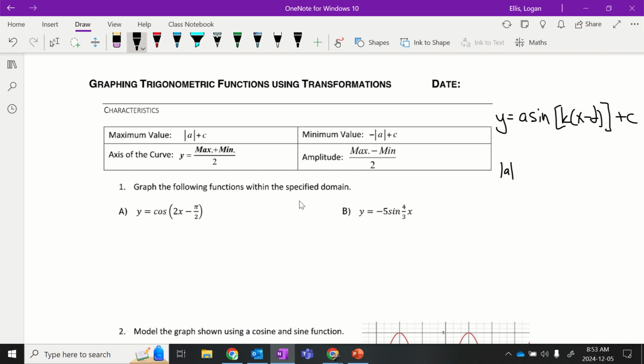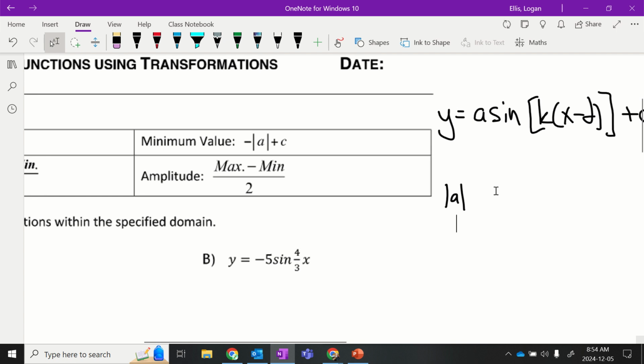You also can get it by taking the max minus min divided by 2, but that's only useful if you have a graph. Like I see the graph and I want to know what the amplitude is. That's not really helpful if you already know it from the equation there. So this is the same if you just replace with cos, it's the same kind of equation. I'll zoom in on that for you so you can see that a little bit.